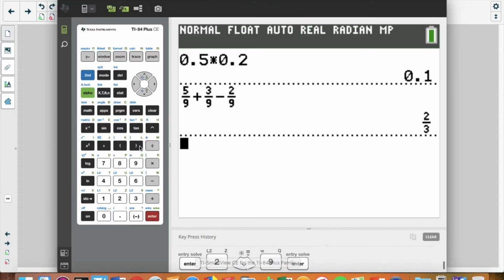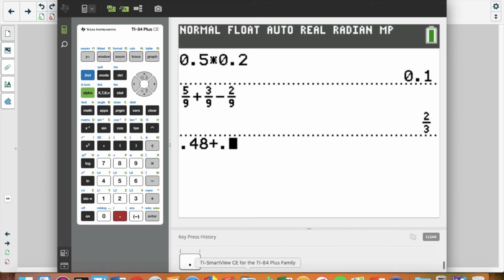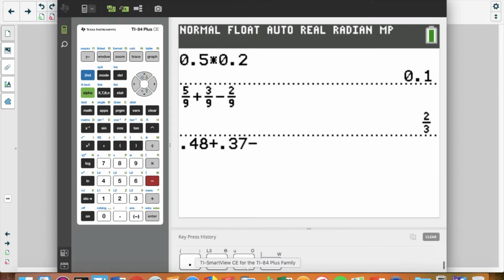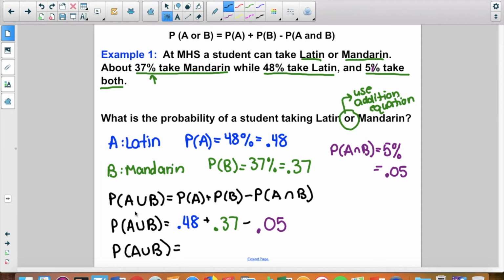So pulling that back up, we get 0.48 plus 0.37 minus 0.05. So enter, and we get 0.8. So this is equal to 0.8.